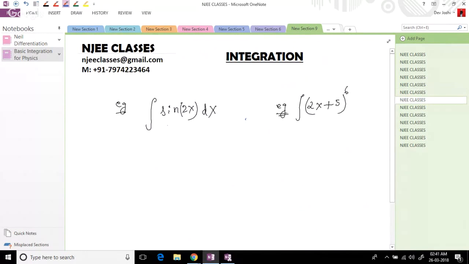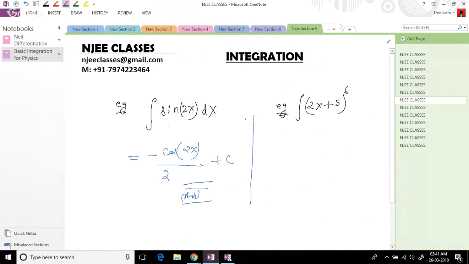So I think it is also based on that property, sine of 2x. So 2x is also a linear function of x. So the integration of sine x is minus cos x. So it is going to be equal to minus of cos 2x divided by the coefficient of x. The coefficient of x is 2, plus c. Correct.